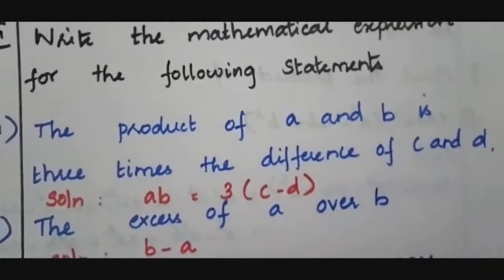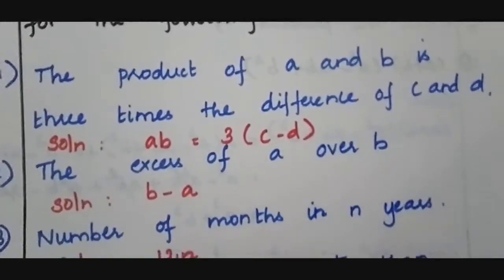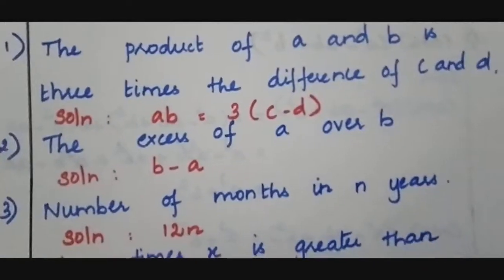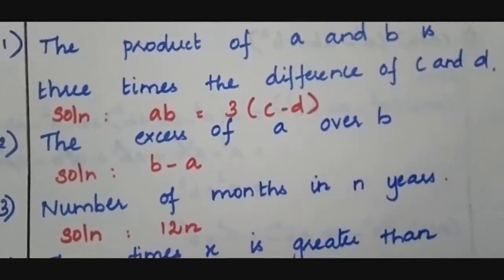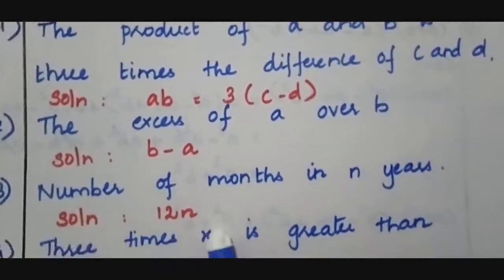Second question, the excess of A over B. Answer is B minus A. Third one, number of months in n years. The number of months in a year is 12. So the answer is 12 into n.